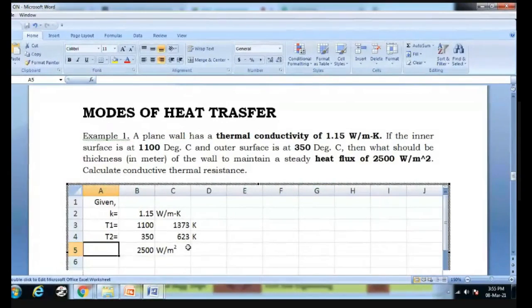It is not Q, dear friends, it is Q upon A. You just check the unit, watt per meter square. It is written heat flux. And what is heat flux? It is heat flow per unit area.